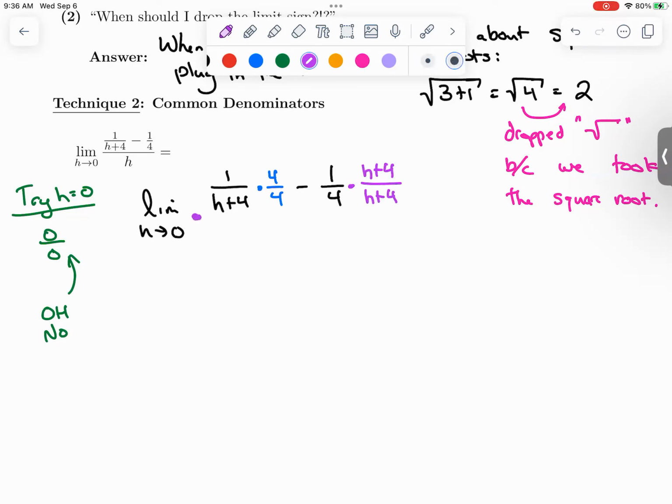Now we've got to make sure we know where the main bar is, right? We're going to make sure it's very, very clear where the main bar is.